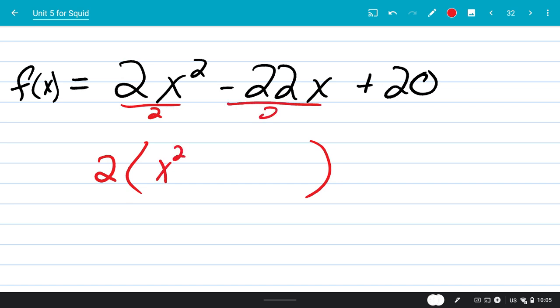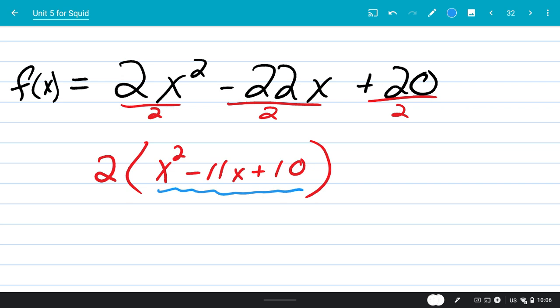Negative 22x divided by 2 would be negative 11x. And then 20 divided by 2 would be 10. Now, I'm going to leave this 2 on the outside. I'm going to let that thing sit there. But I'm going to focus now on the quadratic on the inside.